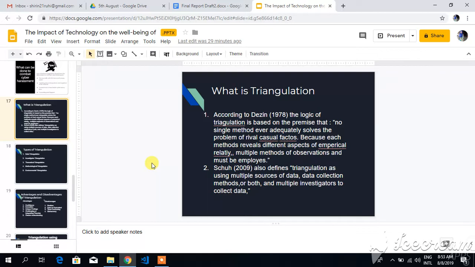Secondly, according to Sku 2009, triangulation is also defined as using multiple sources of data, data collection methods or both, and multiple investigators to collect data.